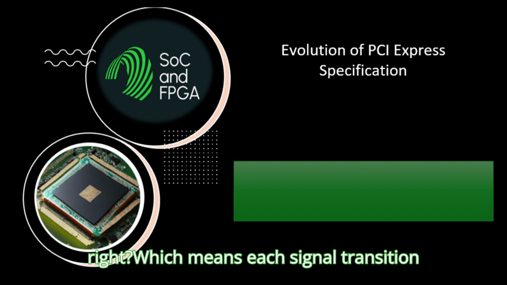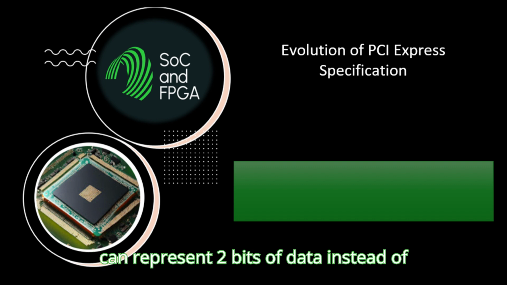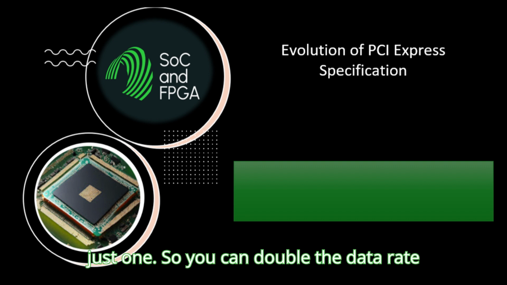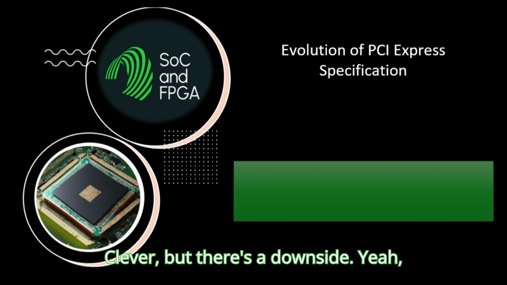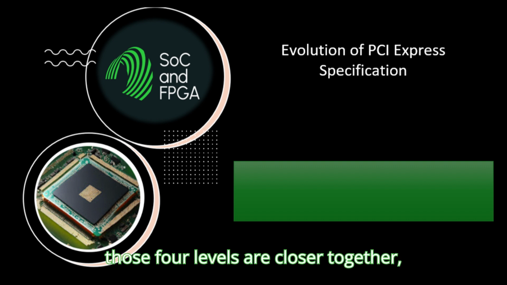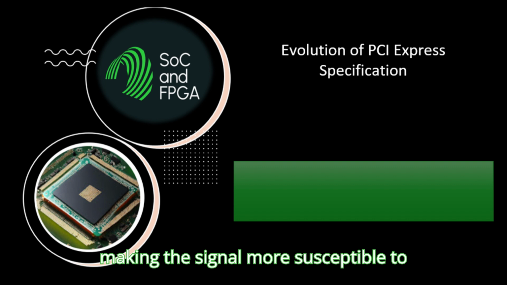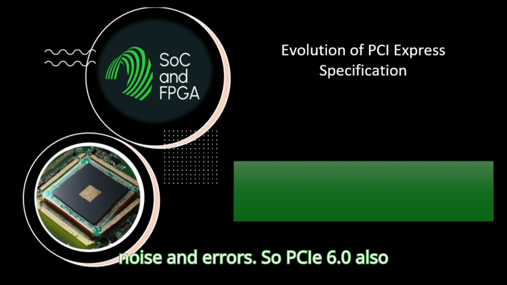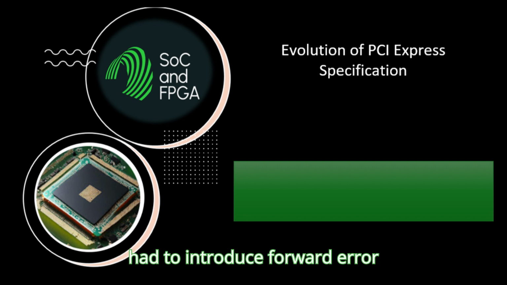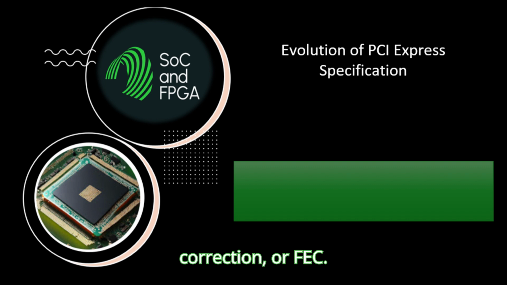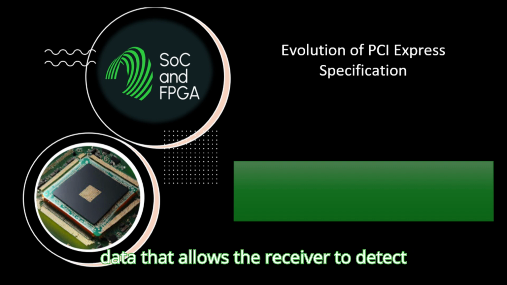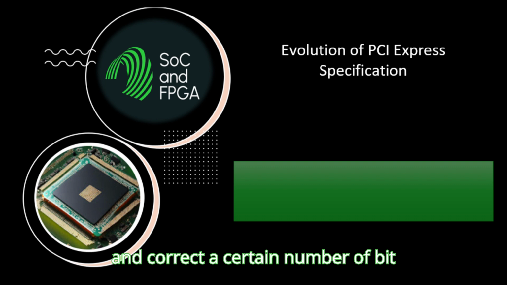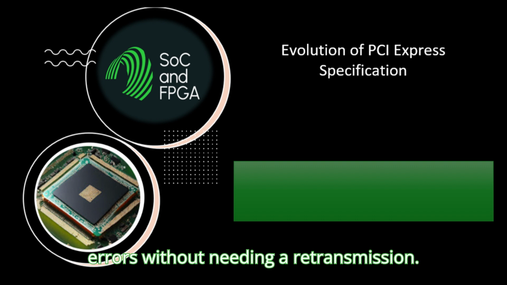4 levels. Right, which means each signal transition can represent 2 bits of data instead of just 1. So you can double the data rate without doubling the frequency, which helps manage signal integrity issues. Clever, but there's a downside. Yeah, those 4 levels are closer together, making the signal more susceptible to noise and errors. So PCIe 6.0 also had to introduce forward error correction, or FEC. FEC fixes errors on the fly. Essentially, yes. It adds some redundant data that allows the receiver to detect and correct a certain number of bit errors without needing a retransmission.